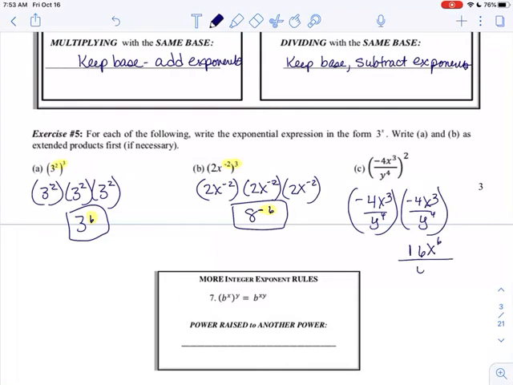X to the third times x to the third is x to the sixth, because I am multiplying, I add the exponents. And y to the fourth times y to the fourth is y to the eighth.